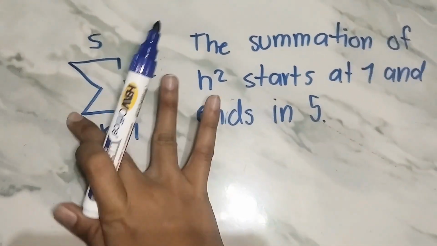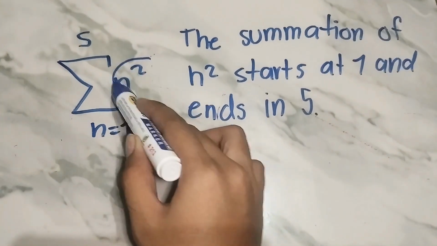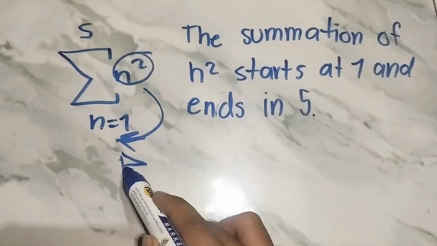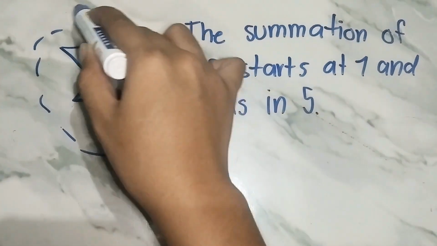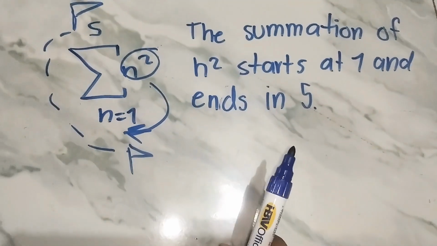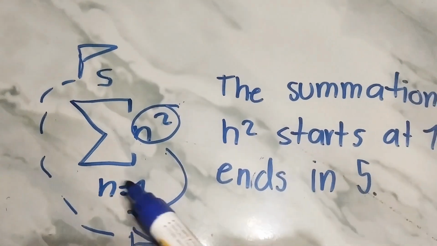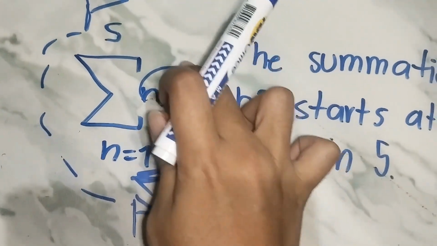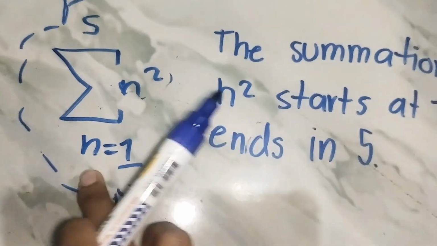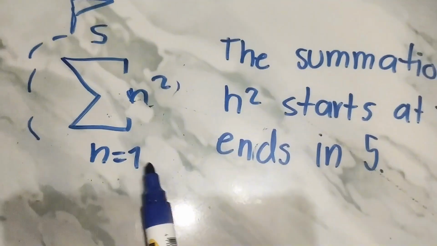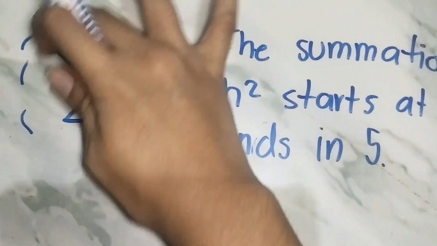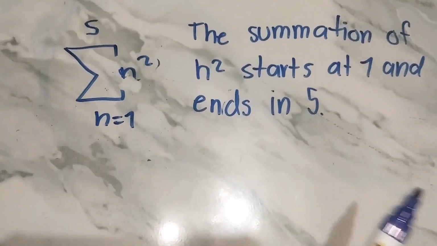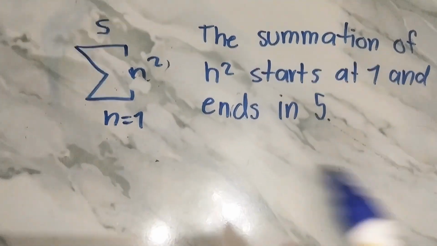So the summation of n squared starts with 1. This is the starting point, and it ends in 5. You just need to remember that this is the main variable that we're going to get the sum of. At the bottom, we have the start, which is 1, and at the top, we have the ending. Get it?